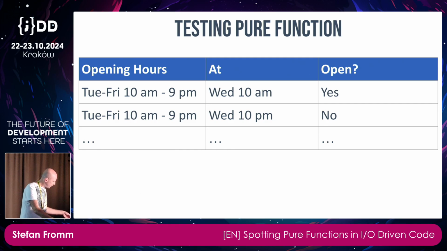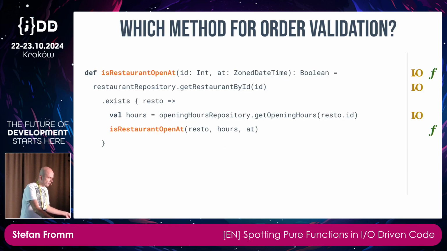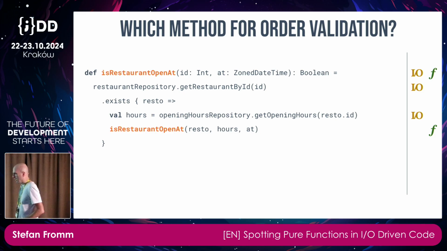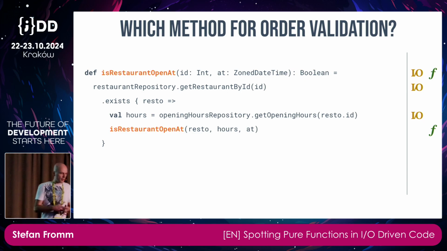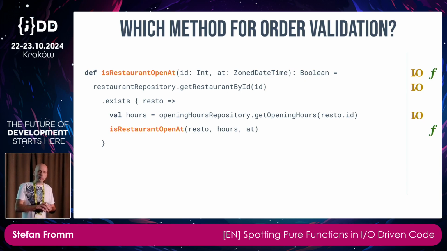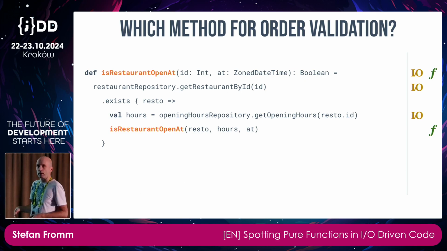So that's quite easy. Short moment. So let's go on. We have one endpoint for the customer to check if the restaurant is open. Now, the customer wants to order something.